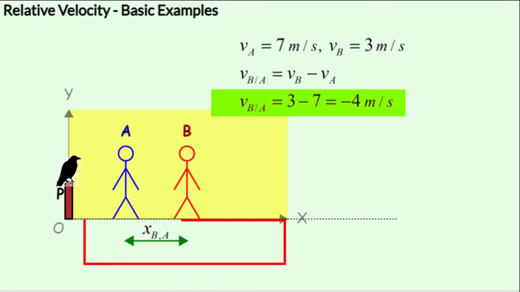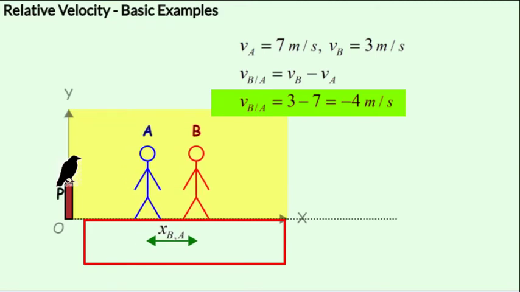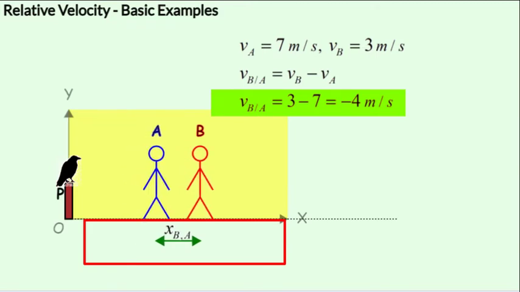A is closing the gap with B, so the displacement xB with respect to A is decreasing at the rate of 4 meters per second. A feels like B is approaching him with a speed of 4 meters per second.